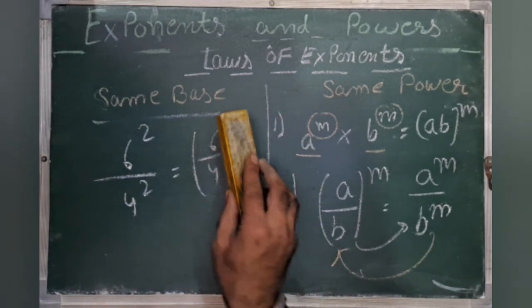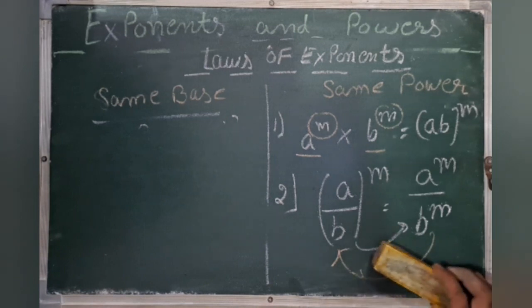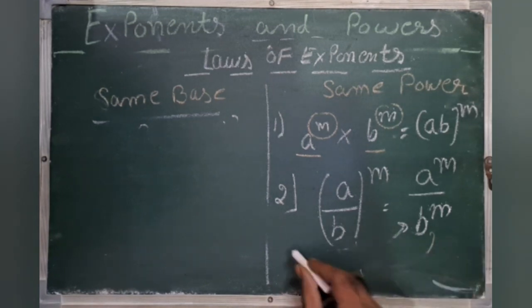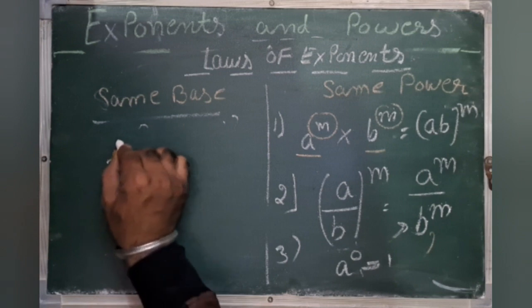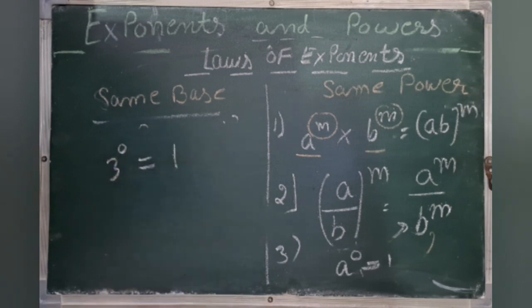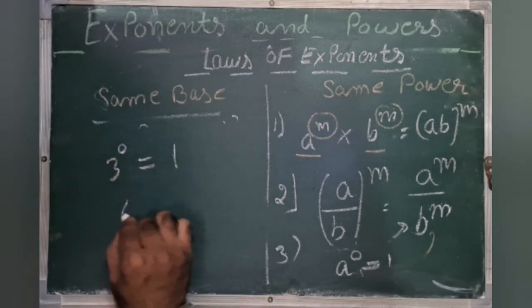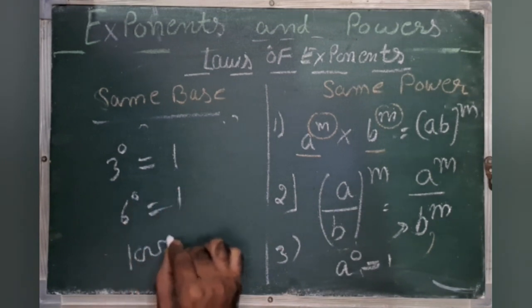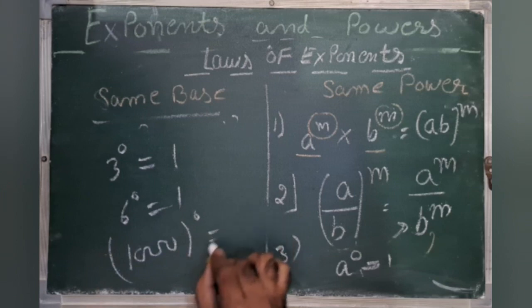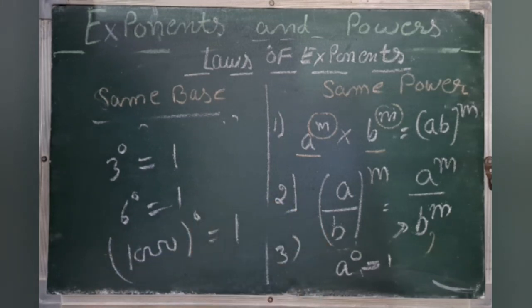Now the third one, the last, is a power 0, that is 1. A power 0 means instead of the a, there is any digit. So if the power is 0, that is 1. Like 3 power 0, we can write this as 1. If 6 power 0, that is 1. If 1000 power 0, then that is again 1.